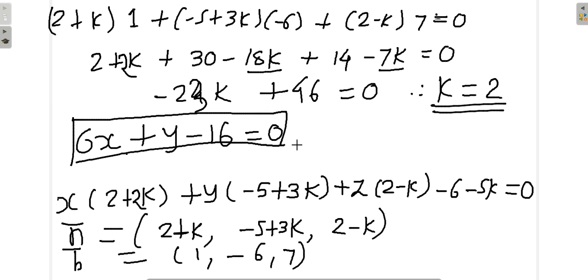Okay, so it's a pretty simple example. We can easily understand how this sum has been solved. A plane through line of intersection of two planes. Okay, let's see a few more examples on planes.